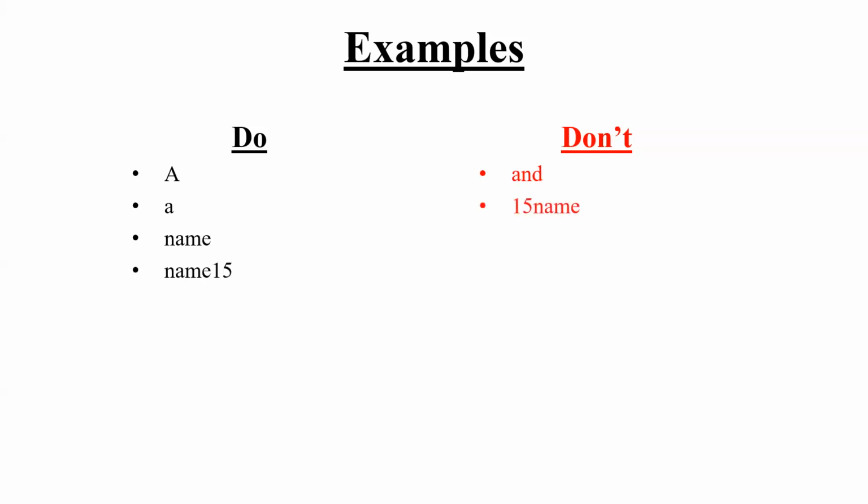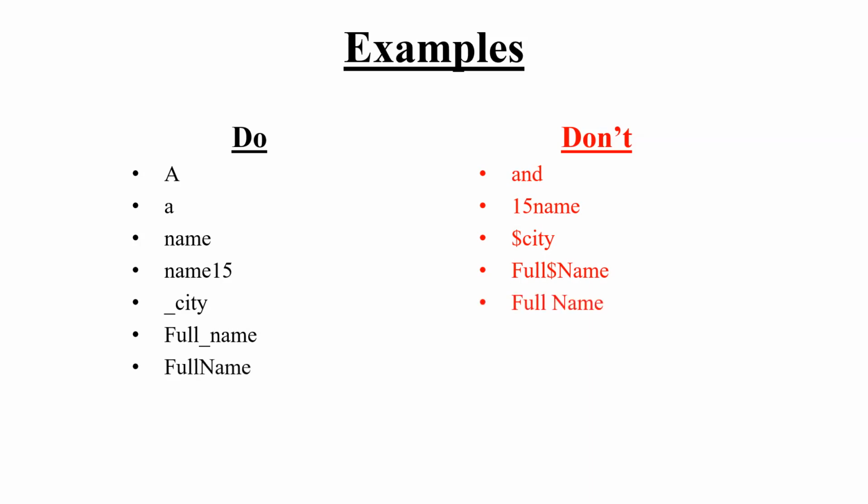Again, 15name is invalid because it starts with a number. Again, _city is valid, but $city is invalid. full_name with an underscore is valid, but full$name is invalid. This is not acceptable. Again, 'full name' with a space they have given. That's the reason why we should not do it.